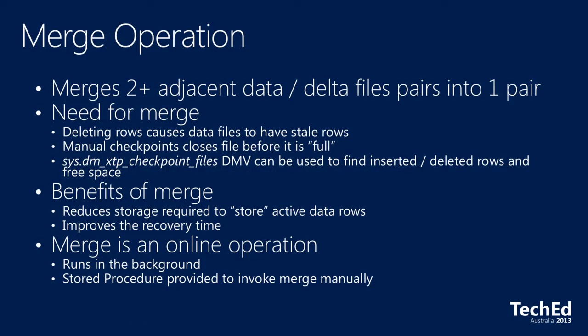After a period of time, what can happen? You can have a data file, and if you've modified most of the records in that time range, the delta file is basically saying 90% of that data file has been deleted. So we need to do a bit of cleanup. There's a merge operation that also happens in the background, and you can trigger this as well. You can see down the bottom there talking about that. The idea here is that this merge operation merges two or more adjacent data delta file combinations into one. Again, that's going to improve storage, and it's also going to improve recoverability.